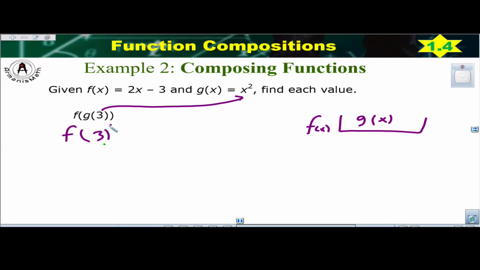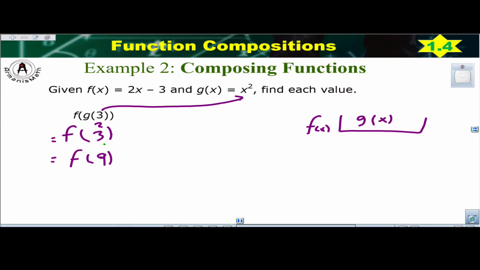3 squared. And what is 3 squared? It's 9. So f of 9. Now we're going to take the 9 and put it in the f function.